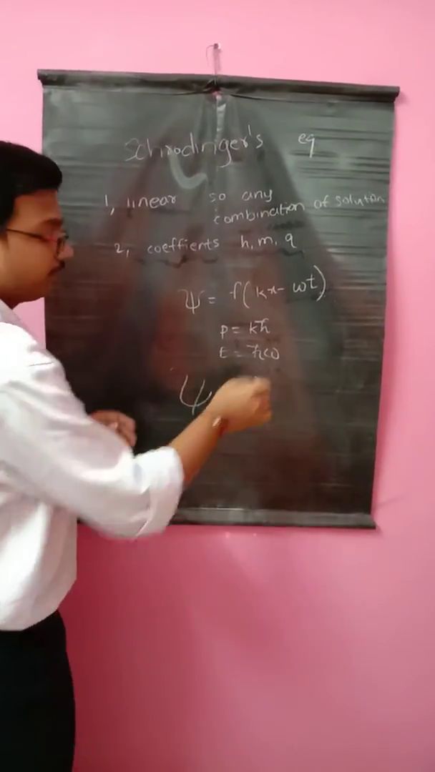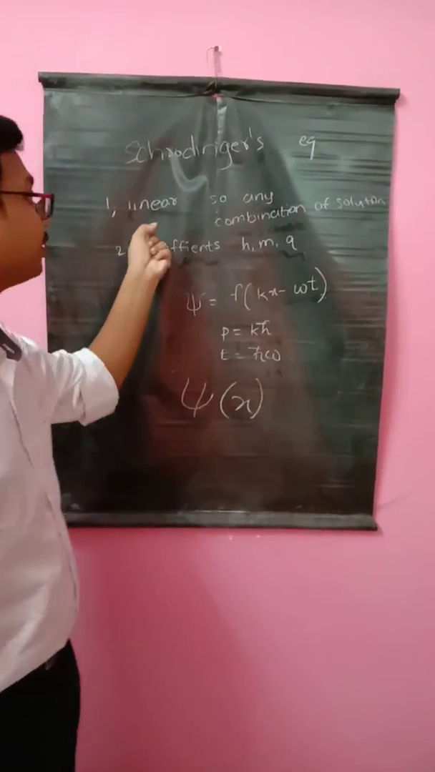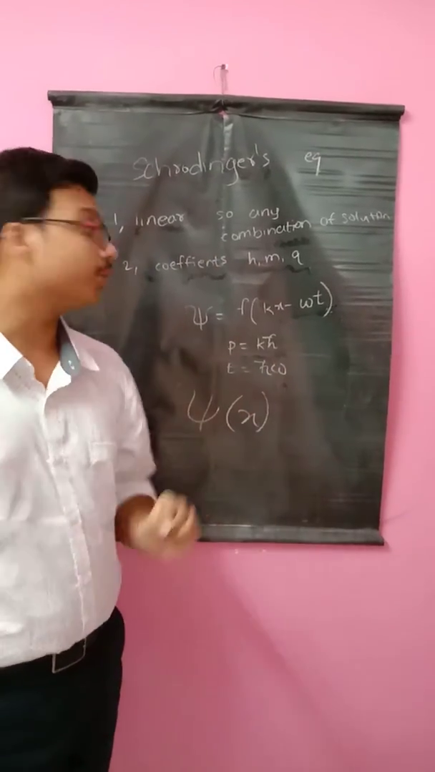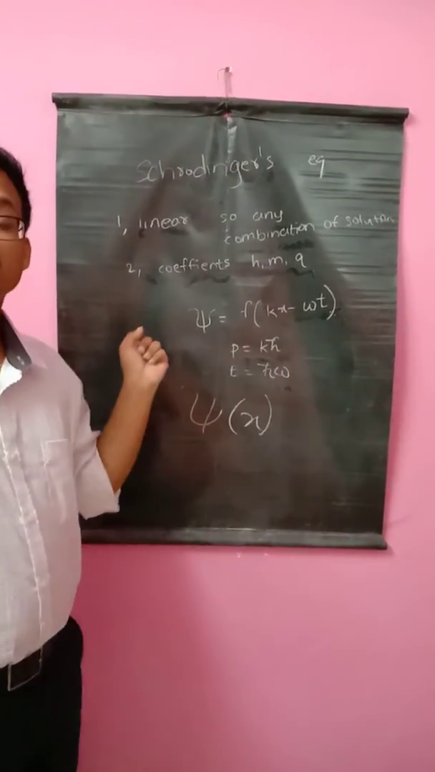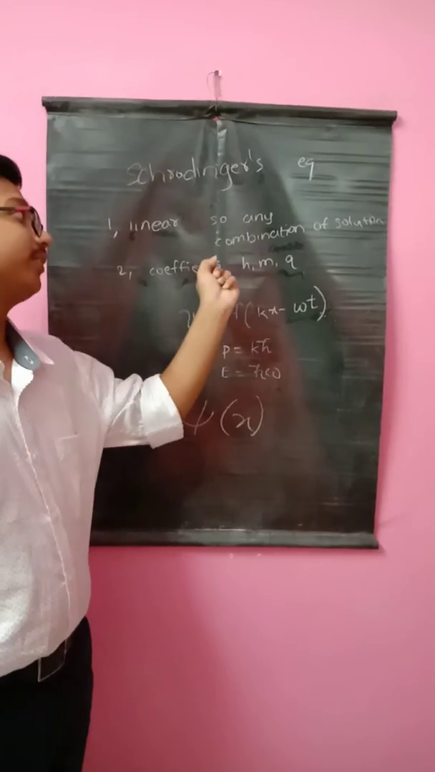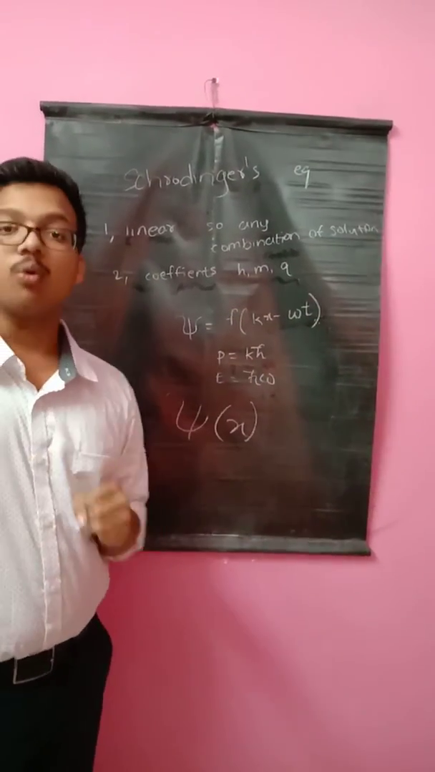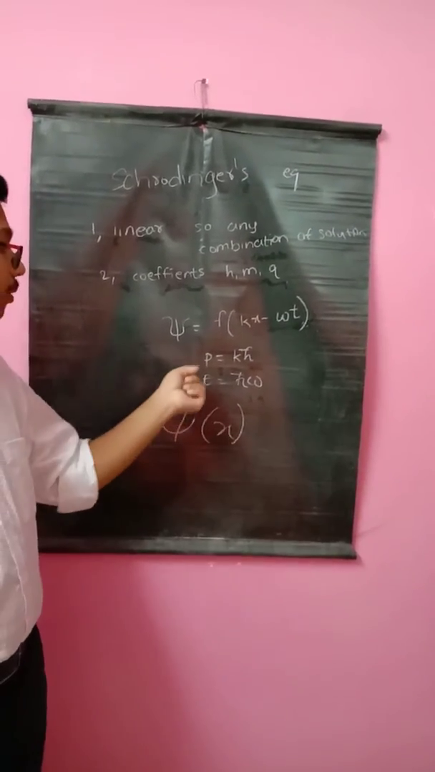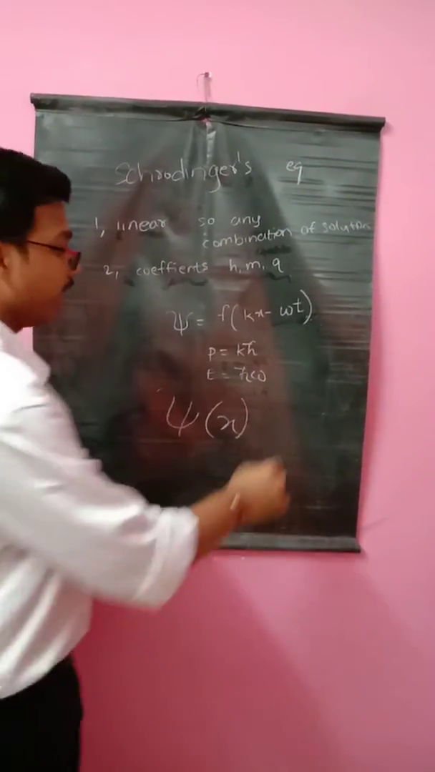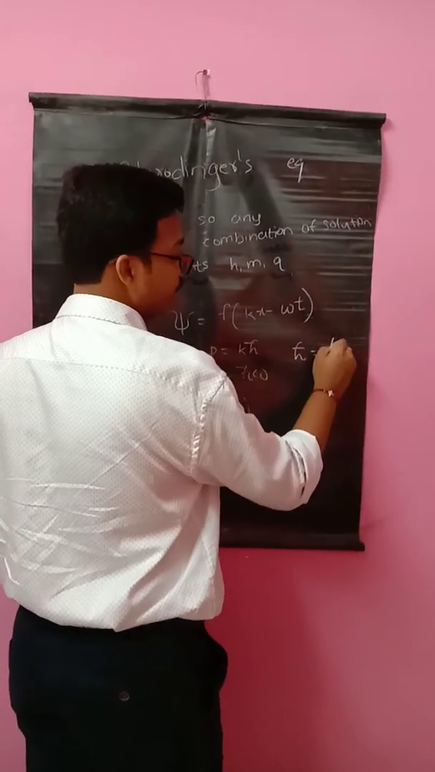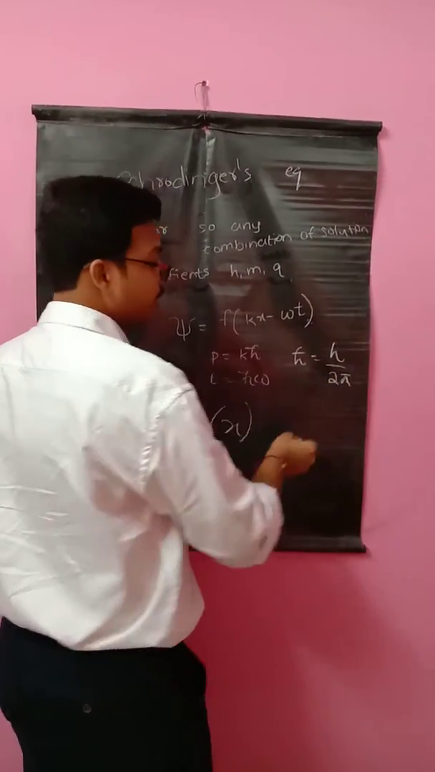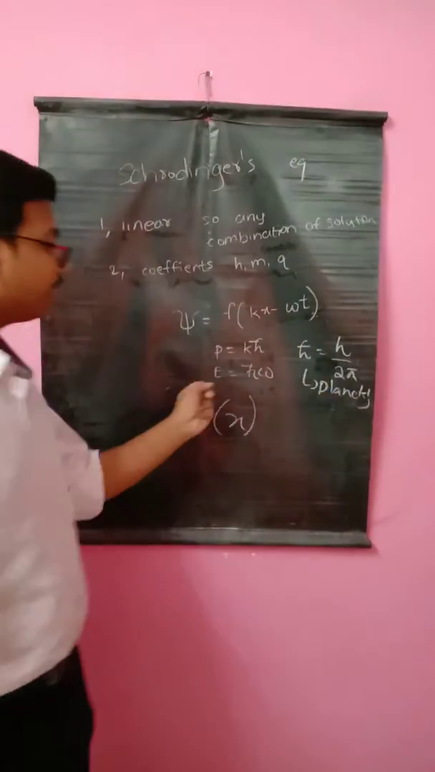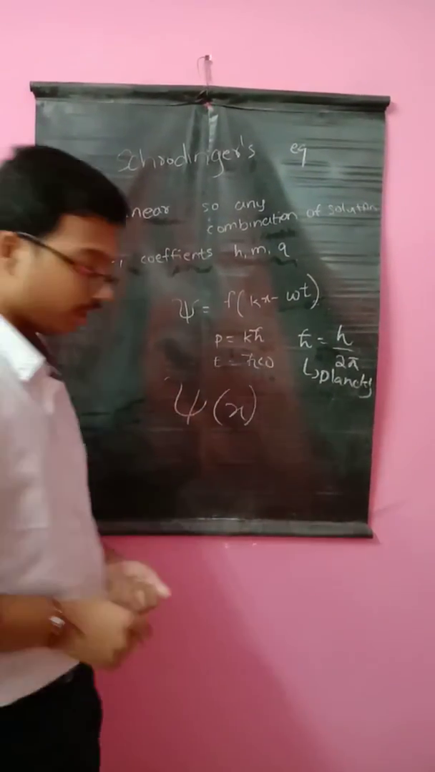function of x. Now we have two conditions. One is that the equation must be linear, so that a combination of the solutions is possible. The second condition is that the coefficients are basic parameters such as h, m, q. Now psi is a function of kx minus omega t. Here momentum is equal to k into h bar, where h bar is equal to h by 2 pi, and h is Planck's constant. And energy is equal to h nu, that is, h bar omega.